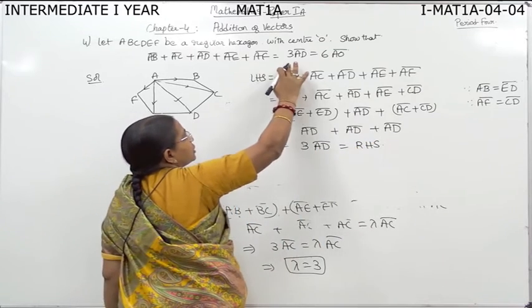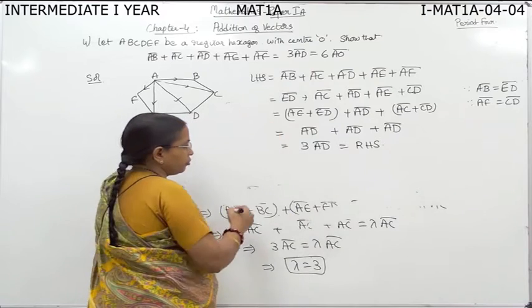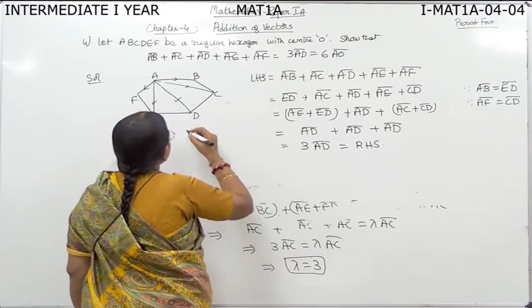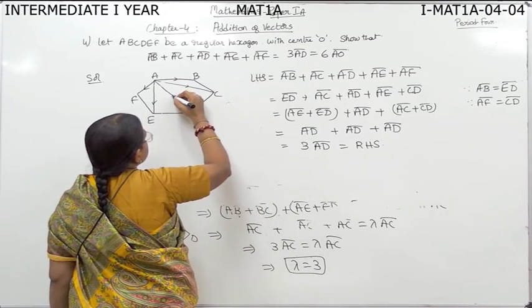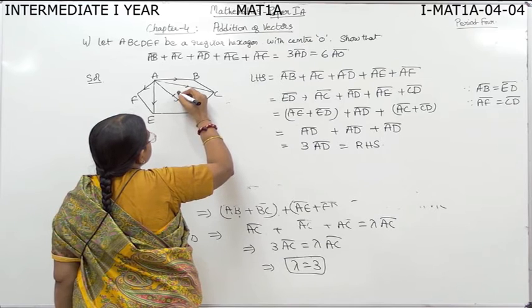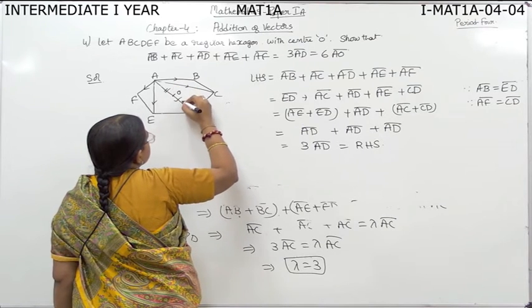Now you must show that 3AD is equal to 6AO. Now in the figure we know that O is the center. So this length is the same as this length.